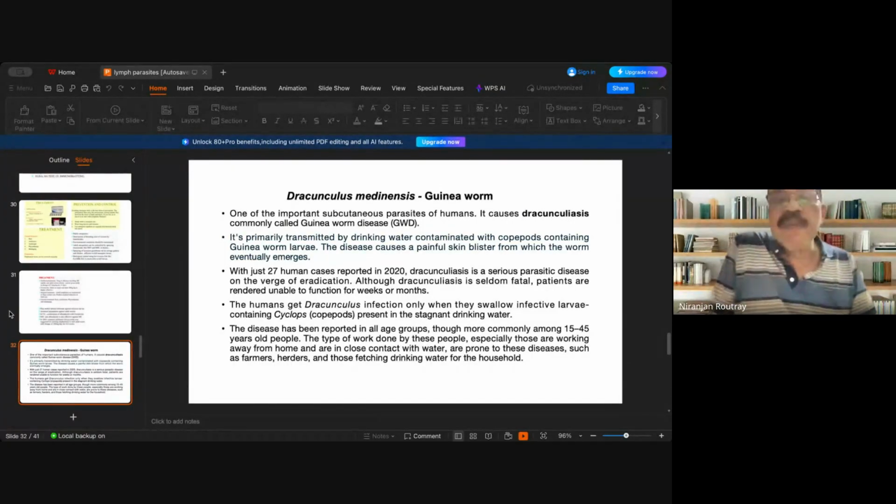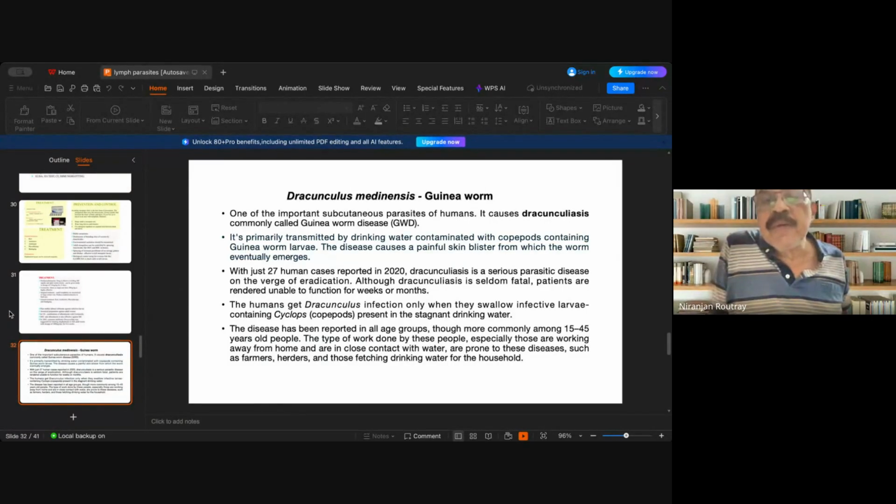So with just 27 human cases reported in 2020, dracunculiasis is a serious parasitic disease on the verge of eradication. Dracunculosis is seldom fatal. It is not fatal, so that is why it has not attracted any attention by the parasitologist. So patients are rendered unable to function for weeks or months. It is seldom fatal, no death.